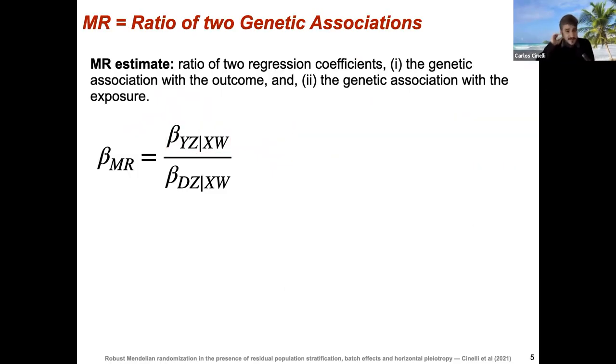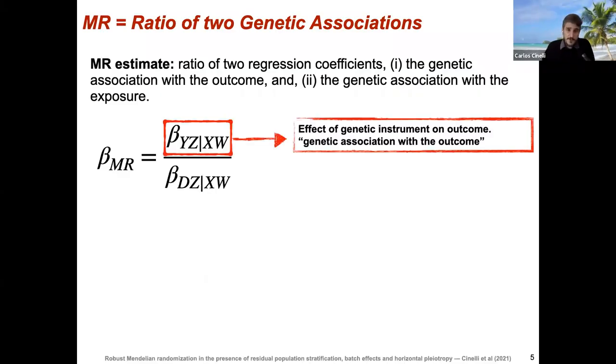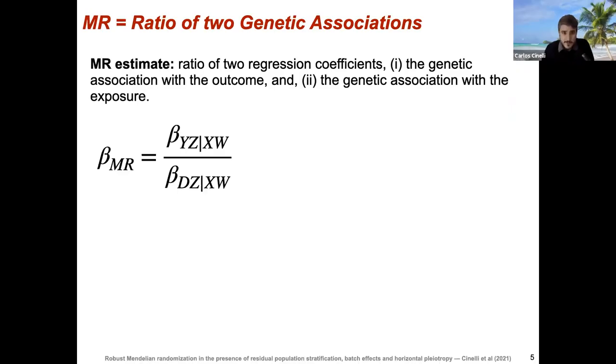Now, Mendelian randomization is basically an instrumental variable setting. And if you recall your instrumental variable, oh, sorry, my head is in the way here. Just a second. Let me try to put it here.